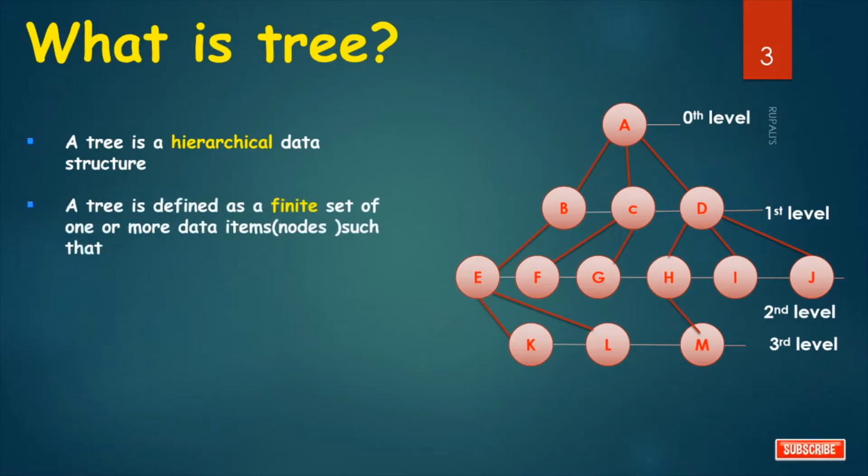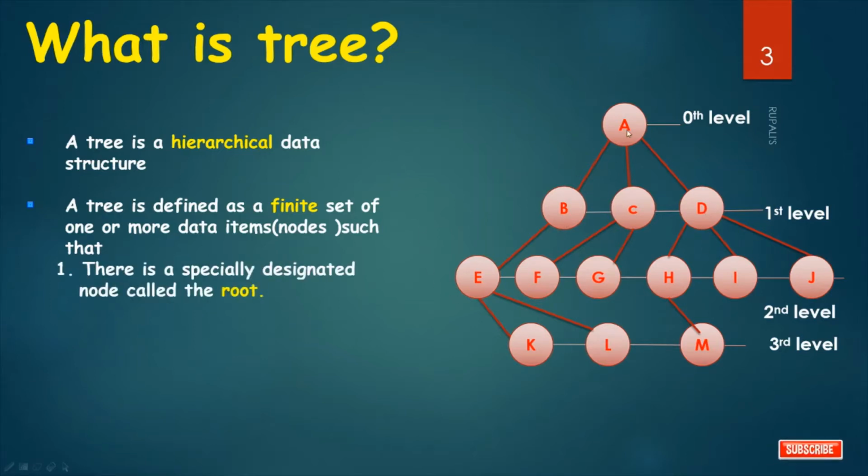A tree is defined as a finite set of one or more data items, that is, nodes. Finite set means what? In mathematics, a finite set is a set that has a finite number of elements. So, a tree is defined as a finite set of one or more nodes such that there is a specially designated node called the root. The topmost node, the starting node, is called the root.